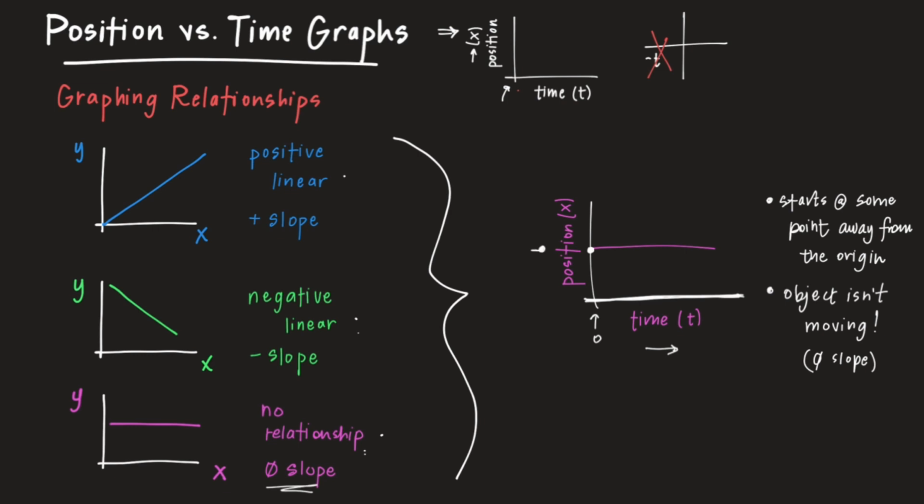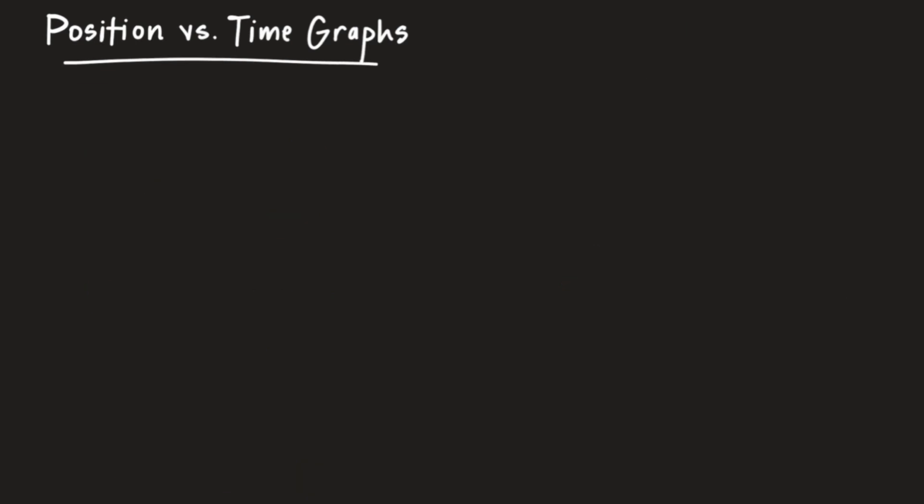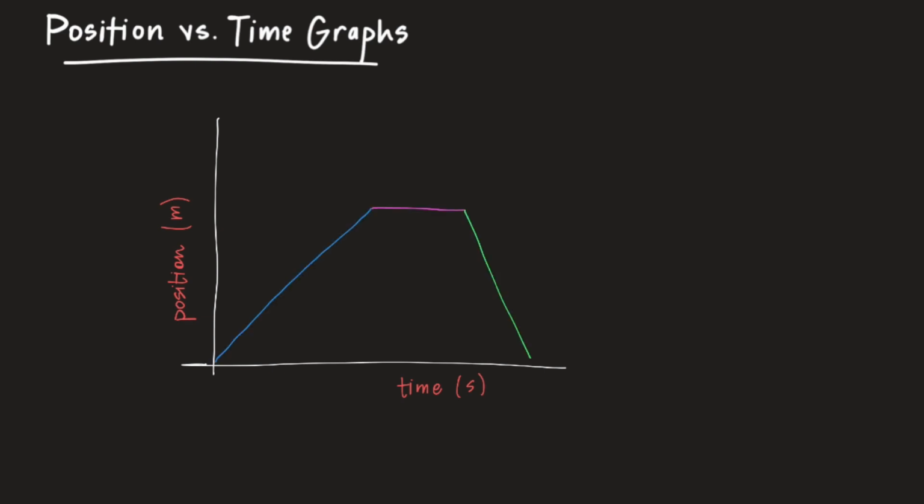So let's take a look at a more complex position versus time graph. We are only going to be recognizing the motion from these graphs, not actually making the graphs. Again, for position versus time, position is on the y-axis, which we measure in meters, always in physics, and time is on the x-axis, which we measure in seconds. Let's say I have a position versus time graph that looks something like this. You'll notice that I've got a couple of those relationships all put together: my positive linear, my no relationship, and my negative linear relationship all in there.